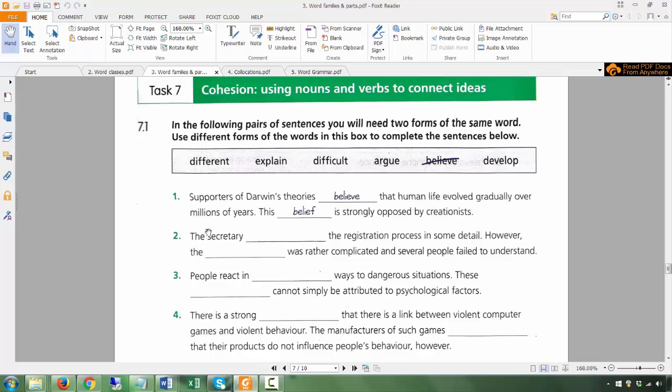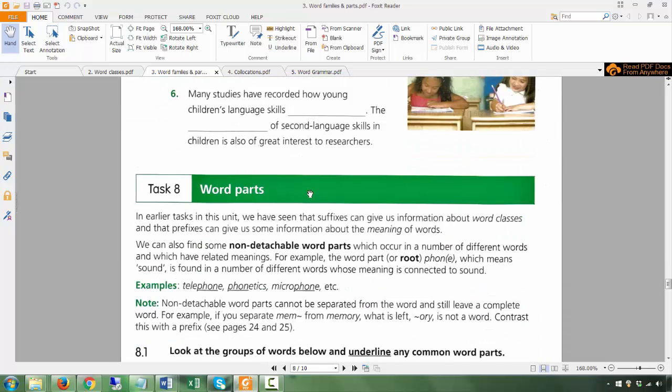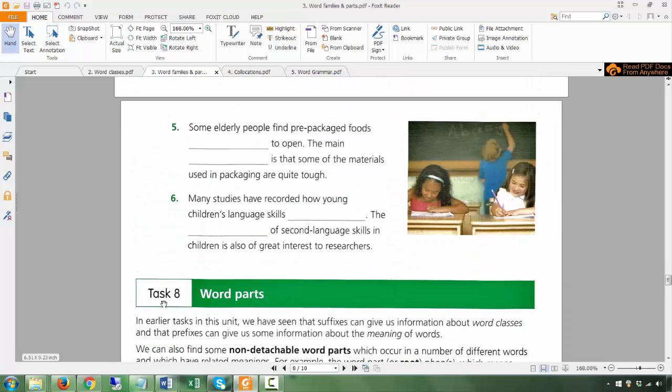Pretty much the same thing. For each number, you choose one word which will fit in both places, but it will use different word classes. For example, supporters of Darwin's theory believe, this is a verb in the present simple tense. Then this belief, this is a noun. The subject is always a noun. So belief and believe are in the same word family. They mean the same thing, just different word classes. So choose one, and then both may have different word classes. And that's all. I don't want you to do task 8, so finish this until here.